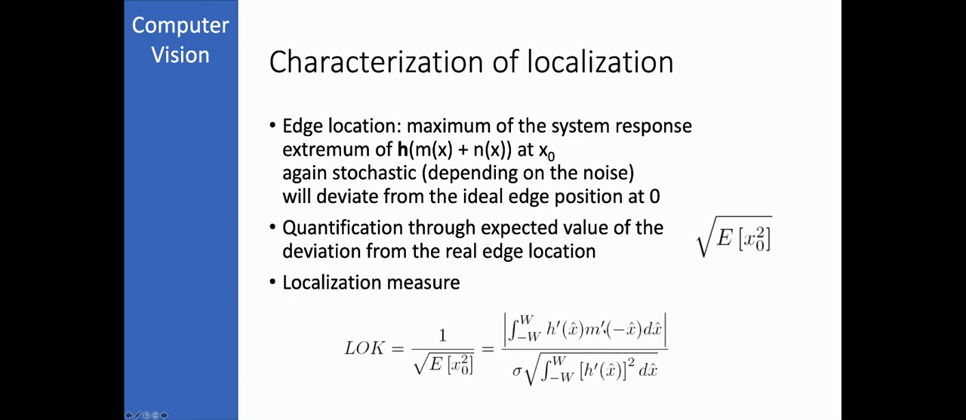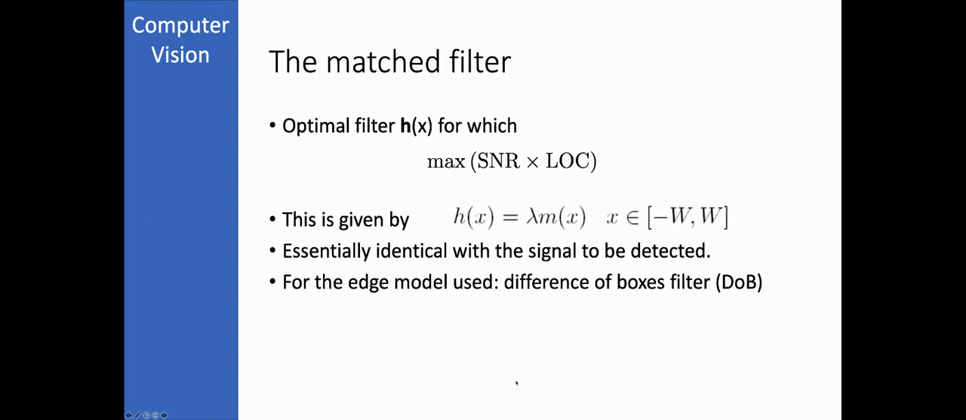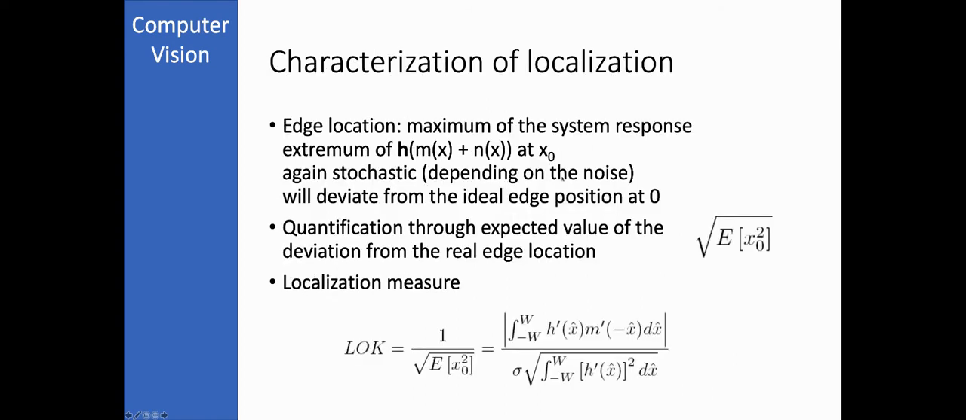And notice that this is very similar to what we had before, except now instead of looking at the actual H and M, we're looking at their first order derivatives. So really the convolution of the first order derivatives, and here I have the response of the first order derivative to the noise. So the matched filter, or this optimal filter that we're looking at, should maximize SNR times the localization. And localization is defined by 1 over the expected deviation of the edge location. So maximizing localization means decreasing the expected variation.